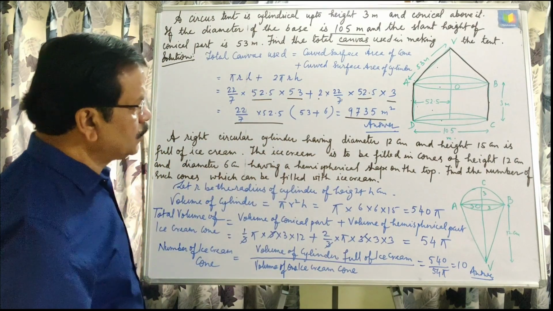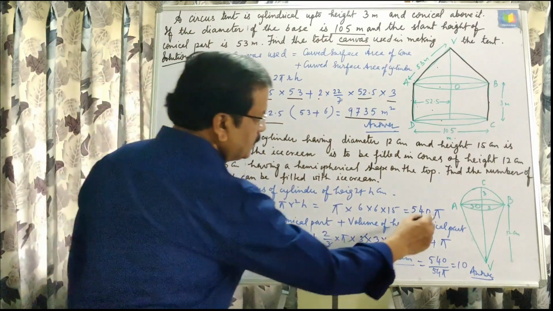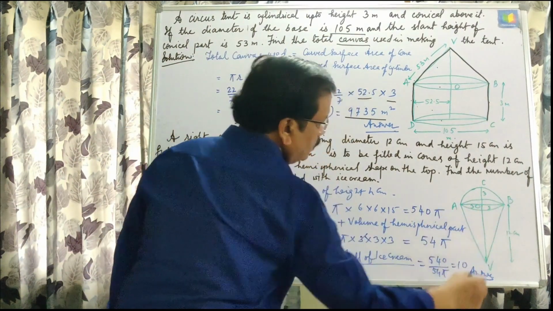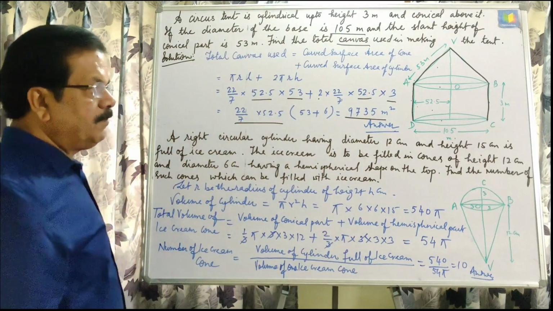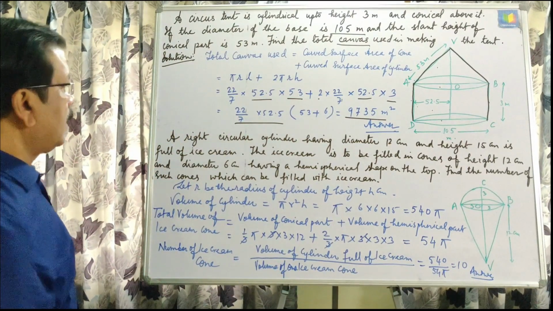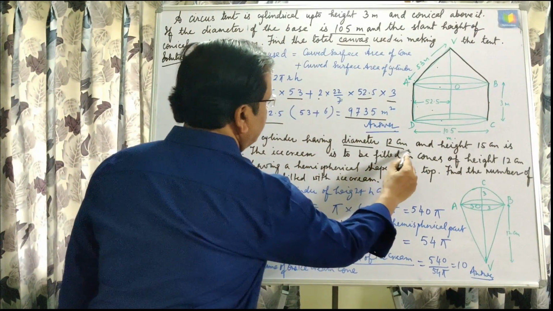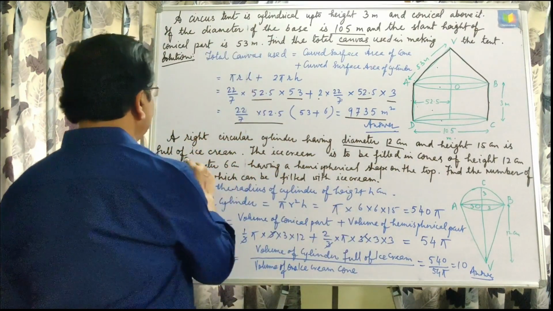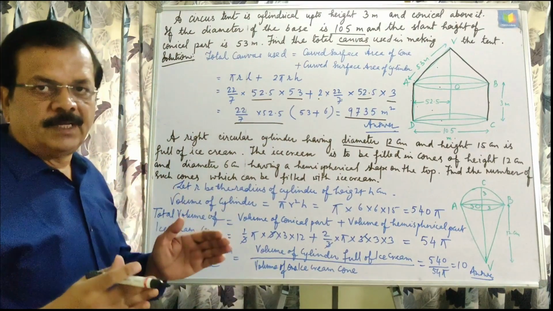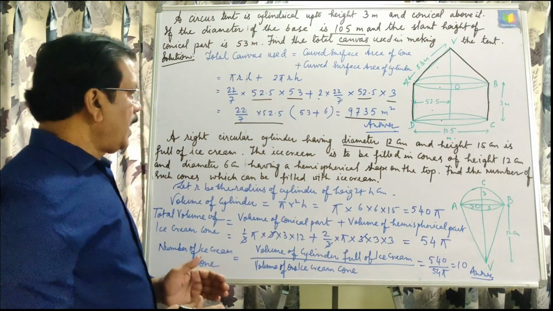In the next question also, hemisphere and cone are combined. With the figure this is clear. A right circular cylinder having diameter 12 centimeter and height 15 centimeter is full of ice cream. That bucket is full of ice cream.